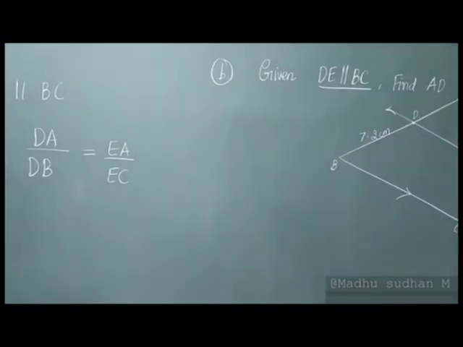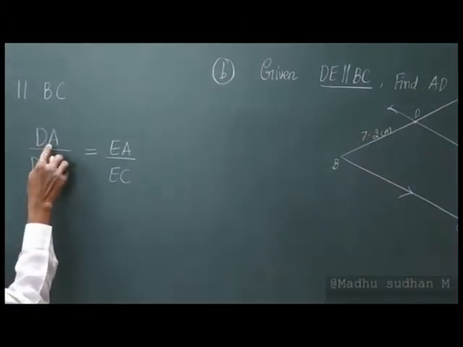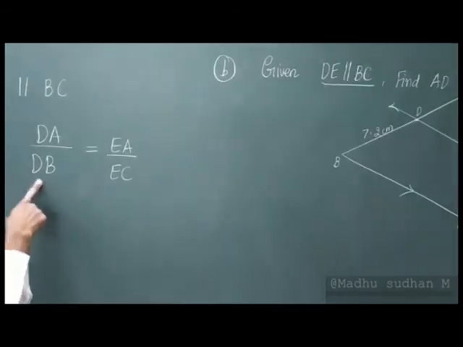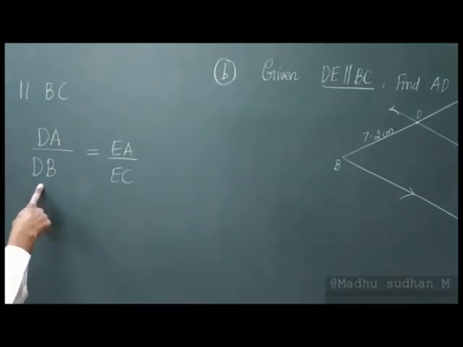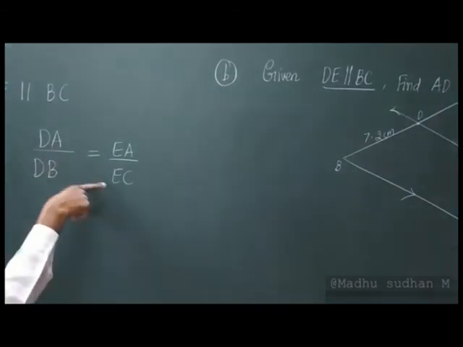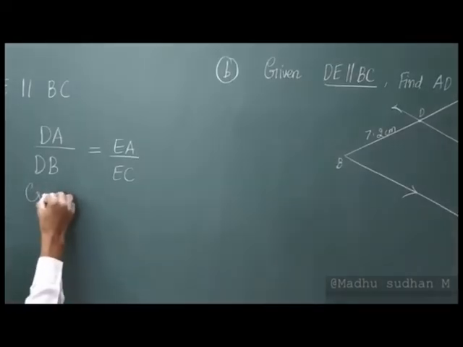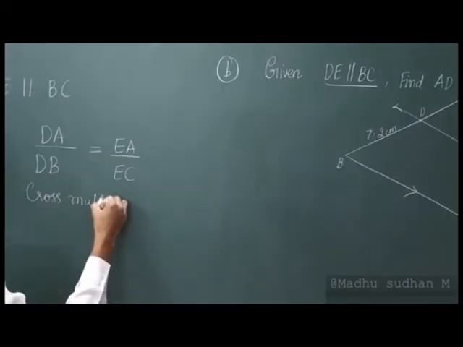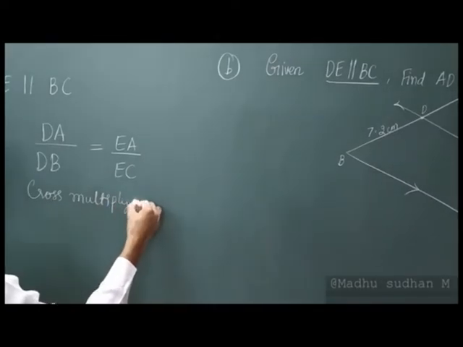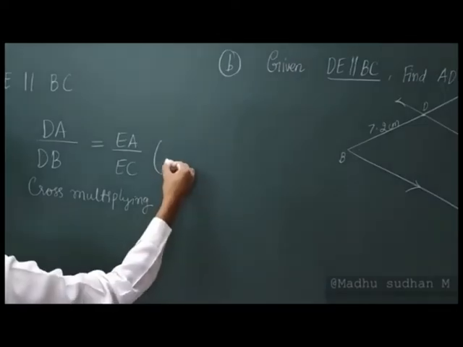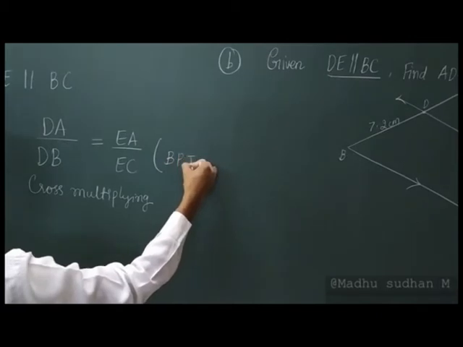So what do we need to find? We need to find what DA or AD is here. Since decimals are there, it is better to cross multiply. So if I cross multiply here, this is the proof of your BPT.